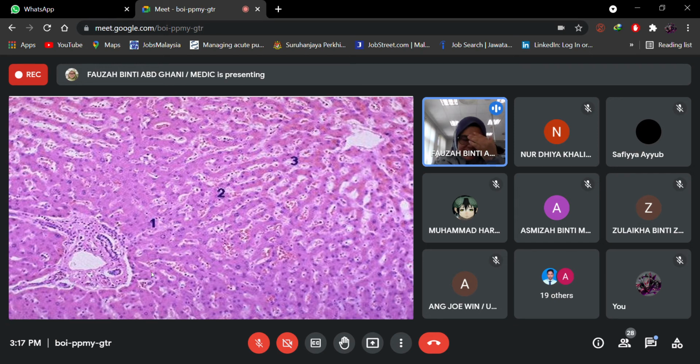In what direction is the flow of the blood? From 1 to 3, Doctor. Yes, from zone 1 to zone 3. So zone 1, zone 2, zone 3. Then the blood dumps into the central vein, and where does the central vein go to?